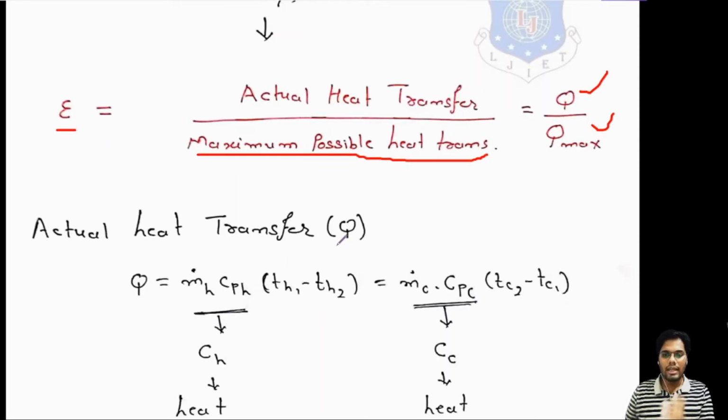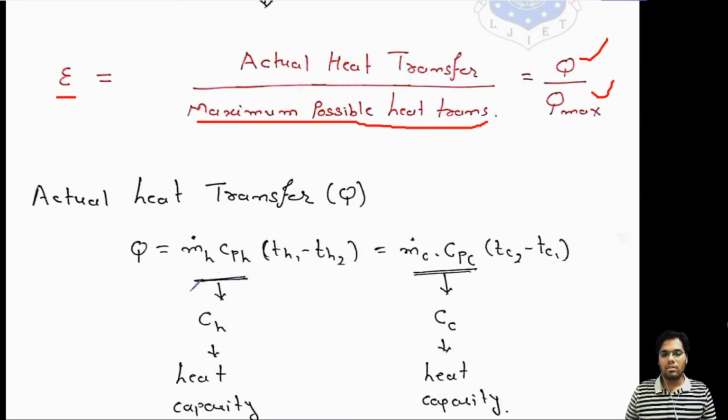We know that for any heat exchanger, actual heat transfer is the heat loss by the hot fluid, or we can say the heat gain by the cold fluid. This is the actual heat transfer which takes place in a heat exchanger. The change in internal energy we can find out by m c delta T. For hot fluid we can write m h, mass flow rate, C p h, specific heat, and temperature difference T h1 minus T h2, where T h1 is the inlet temperature of hot fluid and T h2 is the outlet temperature of hot fluid.